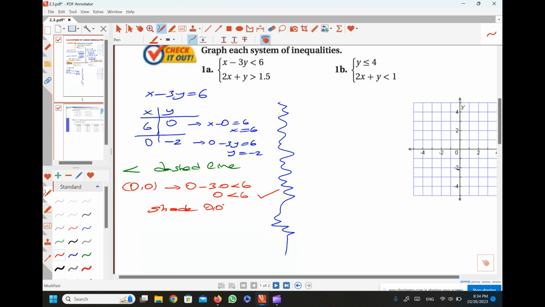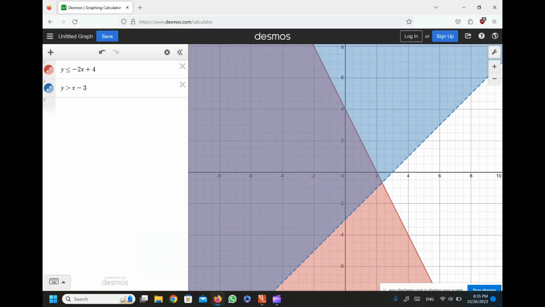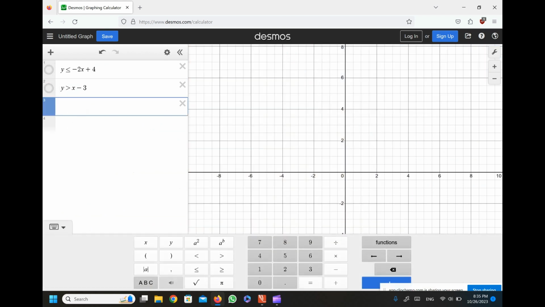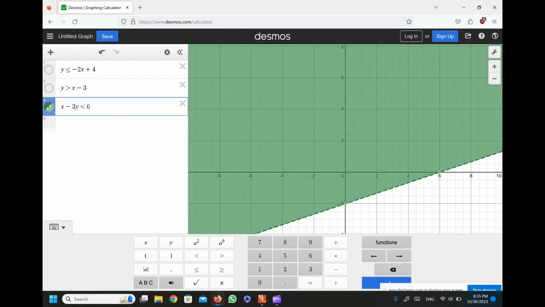(0, 0). So let's use a graphic tool. You will see the colors, the shading part better. Write x minus 3y is less than 6.